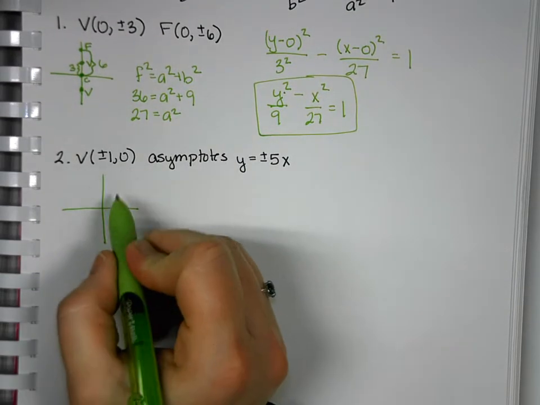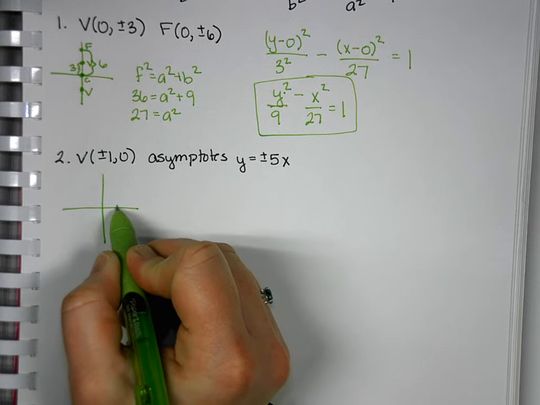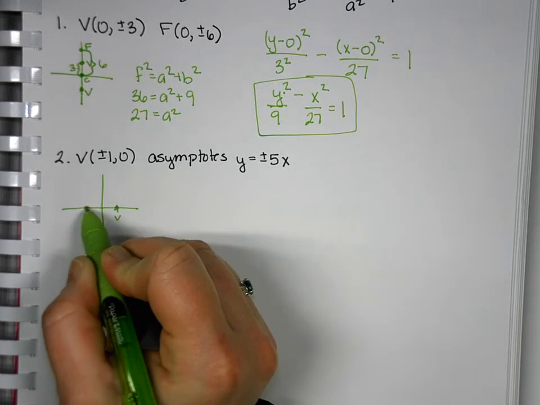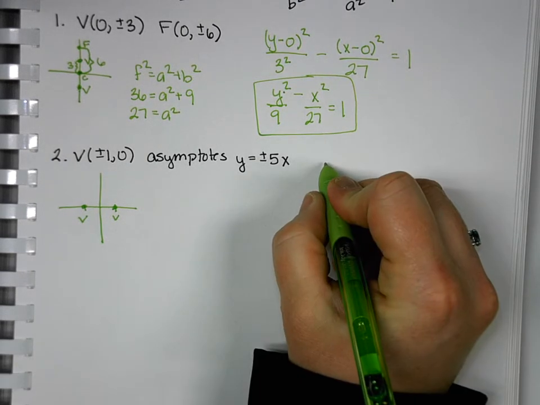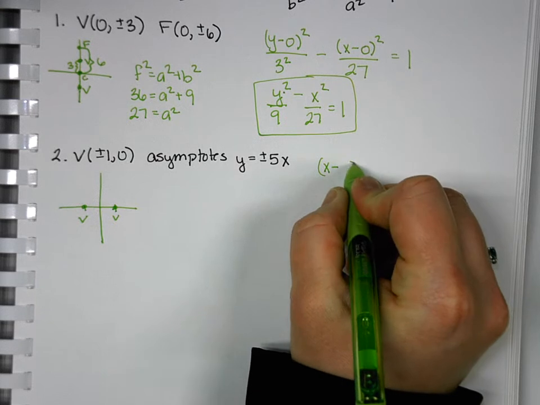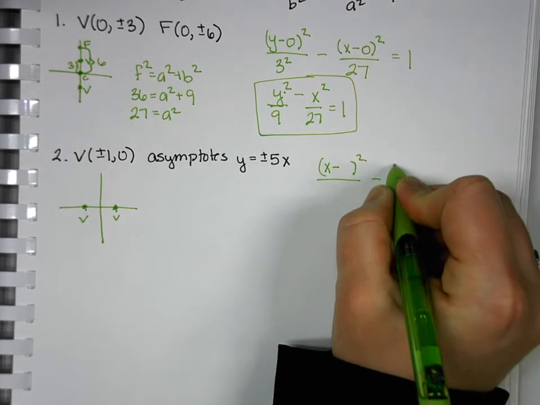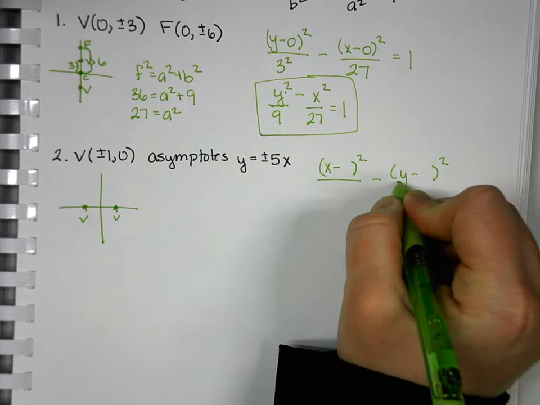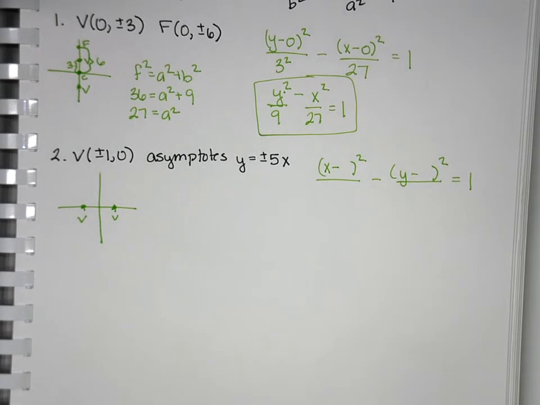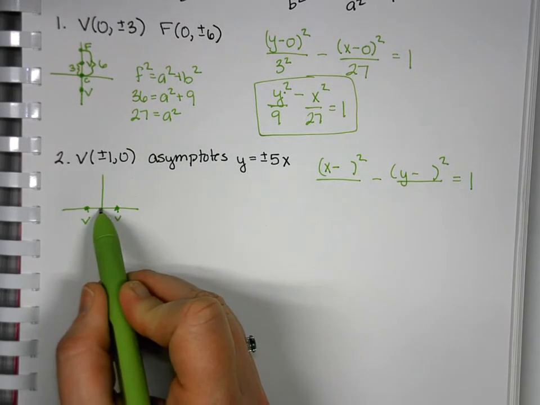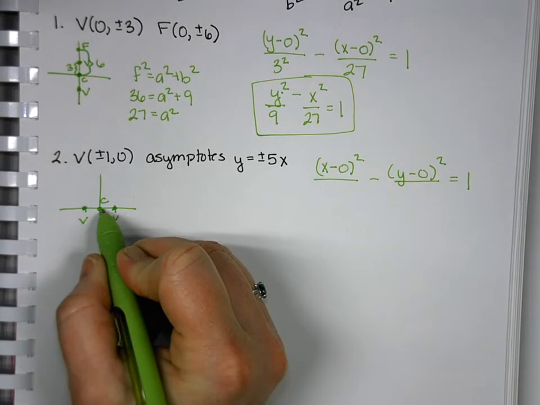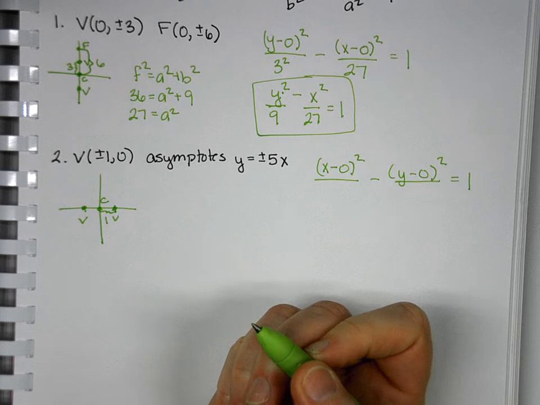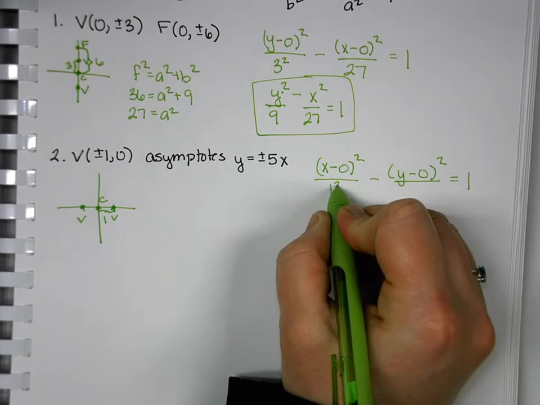So I know my vertices are at 1, 0 and negative 1, 0, meaning I have a horizontal hyperbola. So this is going to go x minus whatever h is squared minus y minus whatever k is squared equals 1. So now I'm just going to fill in the pieces as I find them. So my center is what's in the middle, so that would be 0, 0 again. The distance between the center and the vertex is 1, so that means this will be 1 squared.